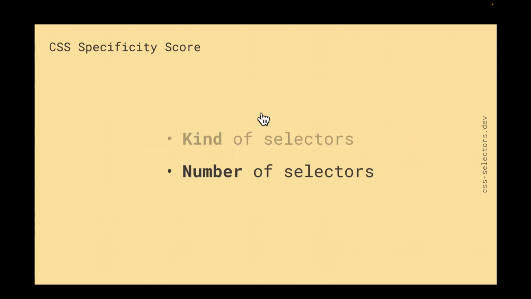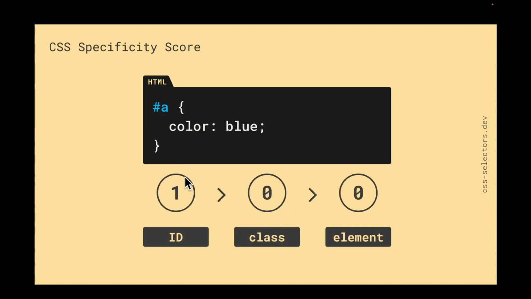Now, let's talk about the number of selectors used in the rule. How many selectors are used in the CSS rule will change the specificity score too. For example, if we have one ID selector, the score will be 1, 0, 0. Later, we are going to learn the descendant combinator, but basically we can have multiple selectors together, like ID A and then ID B. Because there are two IDs, it will be 2, 0, 0.